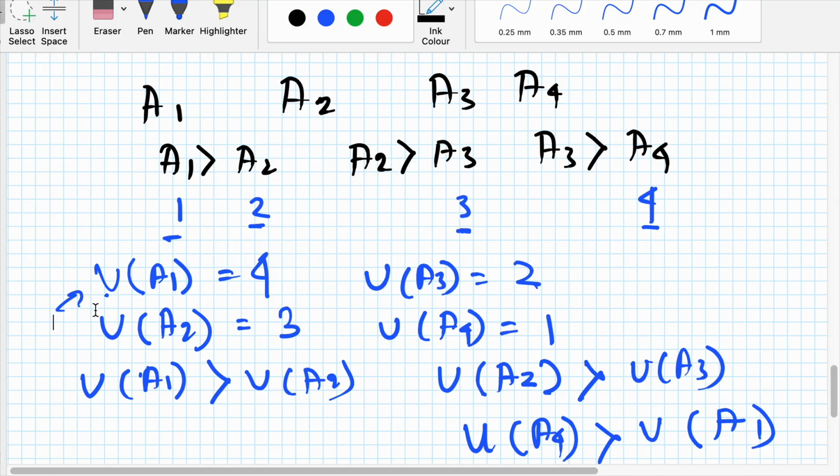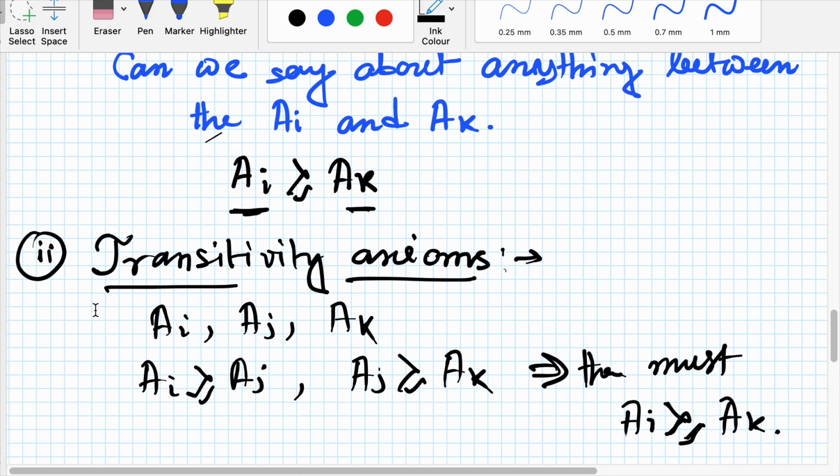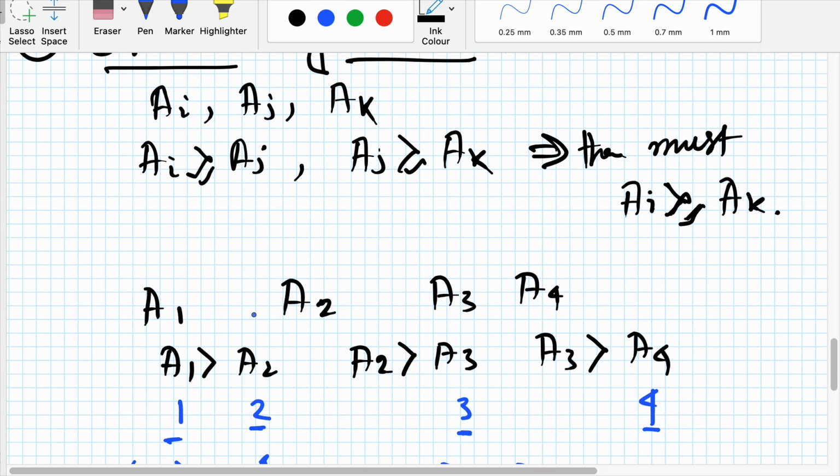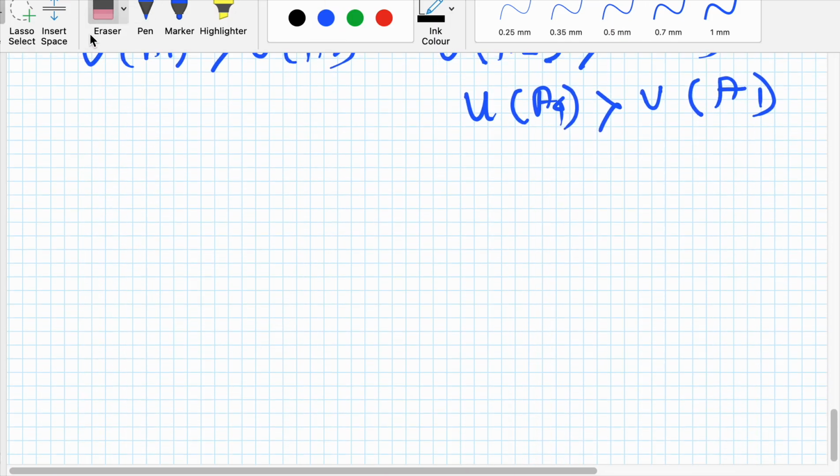So that's how decision making under certainty can be predicted if we know that the preferences follow these two axioms. One is completeness and second is transitivity. Then we can associate real numbers with the options to represent their preferences.